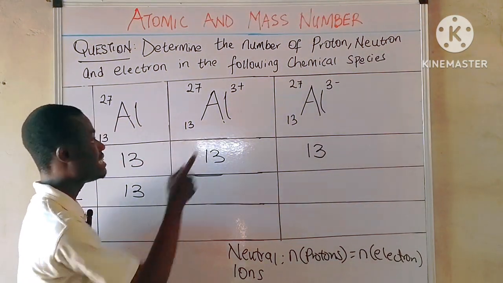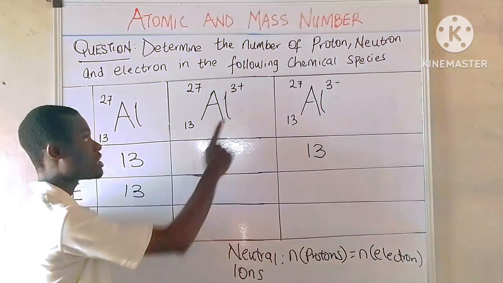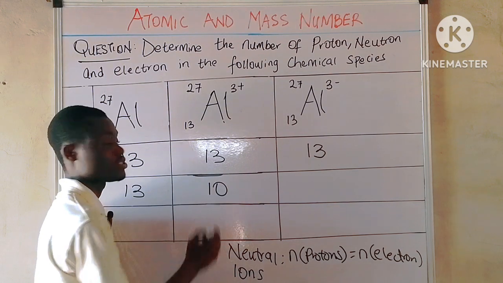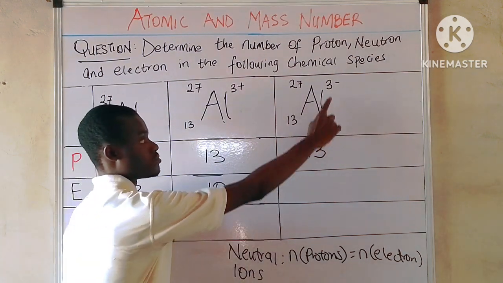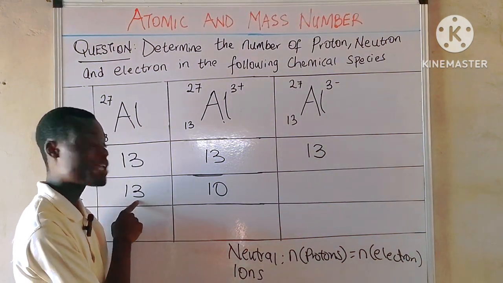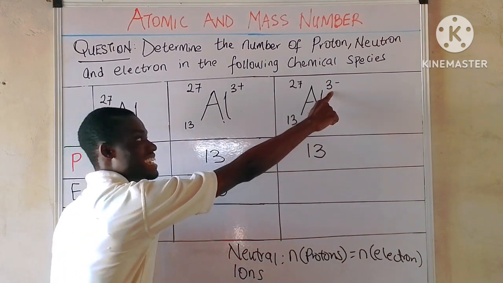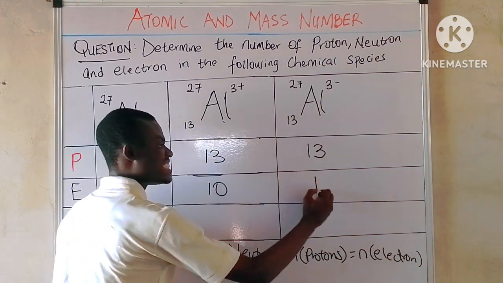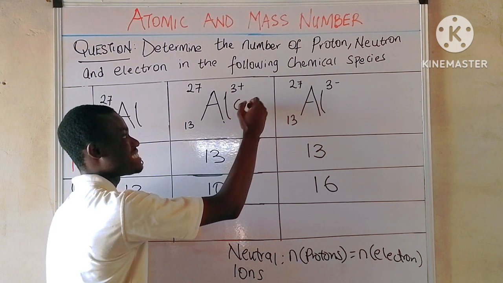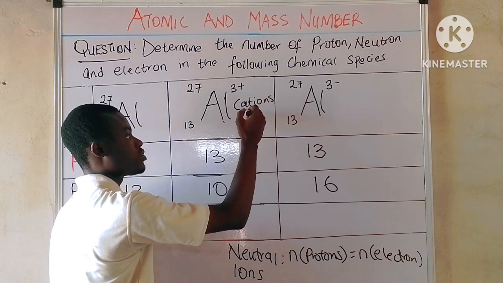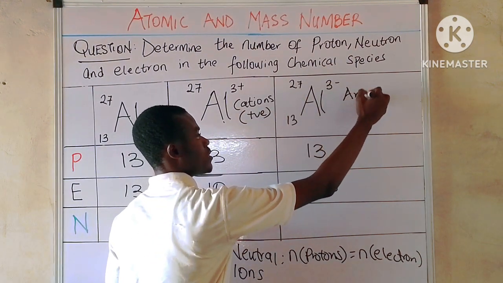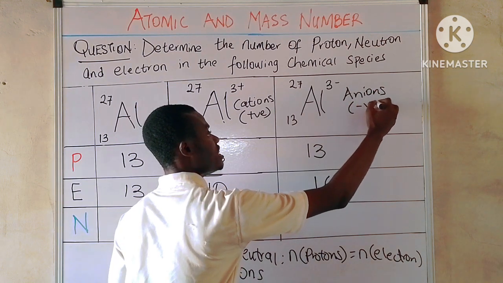So in the neutral state, this one should have 13 electrons, but now it has lost 3 electrons. So 13 minus 3 will give us 10 electrons. For this chemical species, the 3 minus tells us that it has gained 3 electrons. So in the neutral state, it should have 13 electrons, but since it has gained 3 electrons, it will have 16 electrons. We call these cations because they are positively charged, and we call these anions because they are negatively charged.